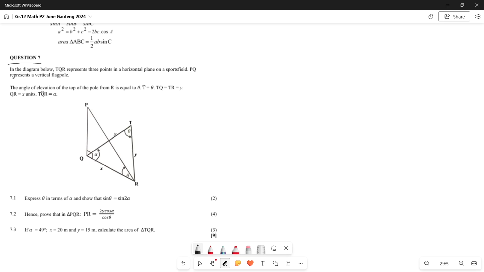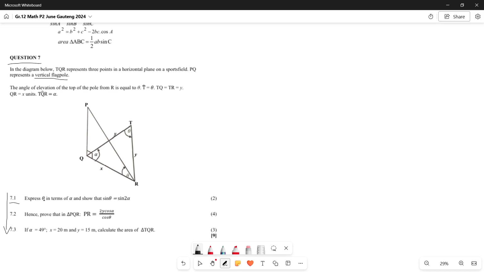So question 7 here says, in the diagram below, TQR represents 3 points in a horizontal plane on a sports field. PQ over here represents a vertical flagpole. The angle of elevation at the top of the pole from R is equal to theta. T equals theta here, angle T. TQ equals TR equals Y, which means this is an isosceles triangle. Then QR equals X units over there, and angle Q in our triangle TQR on the horizontal plane equals alpha over there. Okay, so each question leads into the next question.